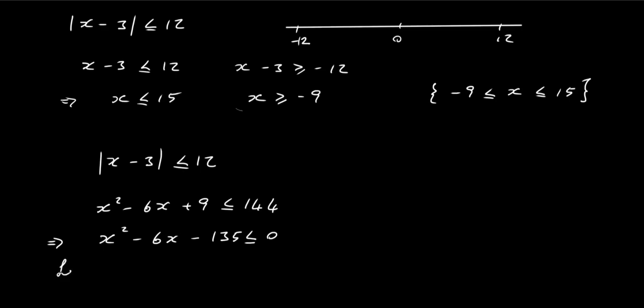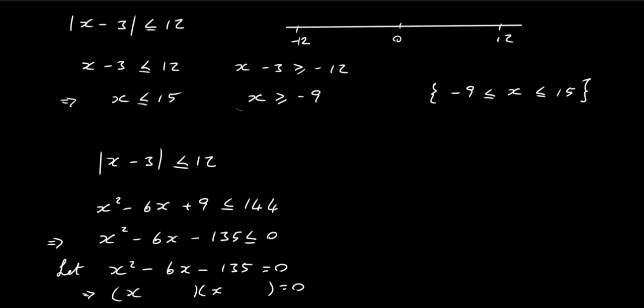So the first thing we normally do is let x squared minus 6x minus 135 equal to 0. The reason we do that is to find where our function, our graph if you like, cuts the x-axis. So we want to find the roots, in other words. So let's do that first. So we have x here, x here.